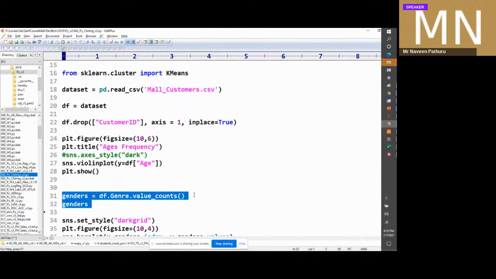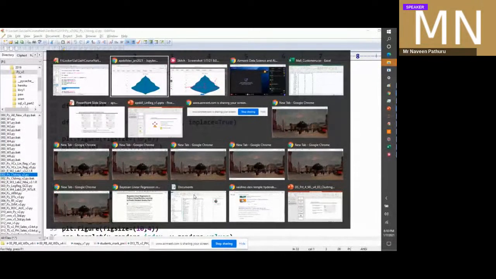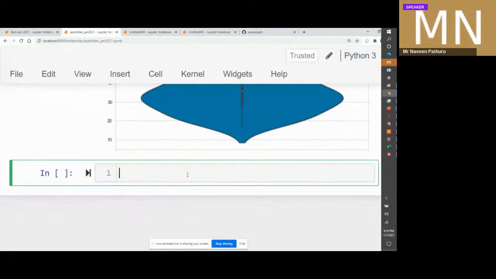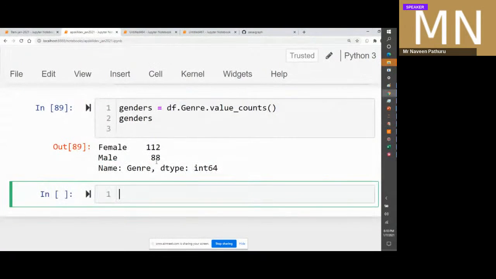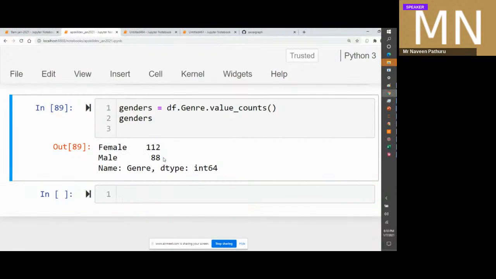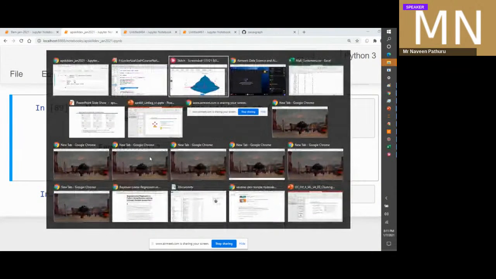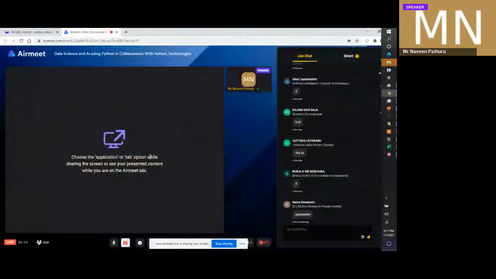Next, come to genders. Let's see what this does. Here is value counts. Notice out of 200 customers, 112 customers are female and male are 88. So the majority of the customers are female. Can you think of a reason why more females are visiting a mall than male customers, guys?